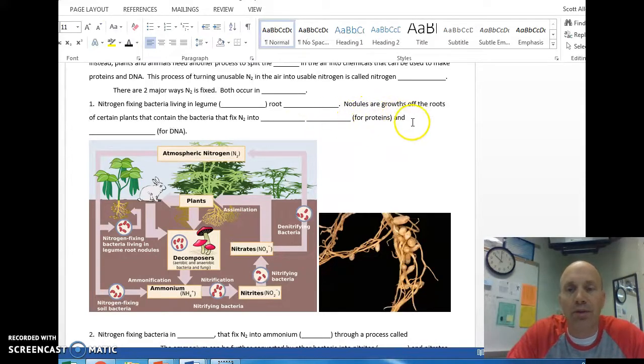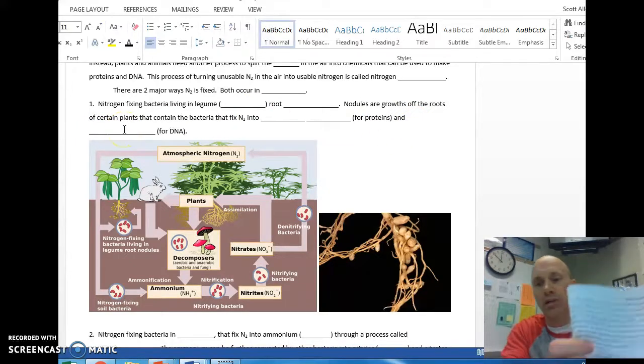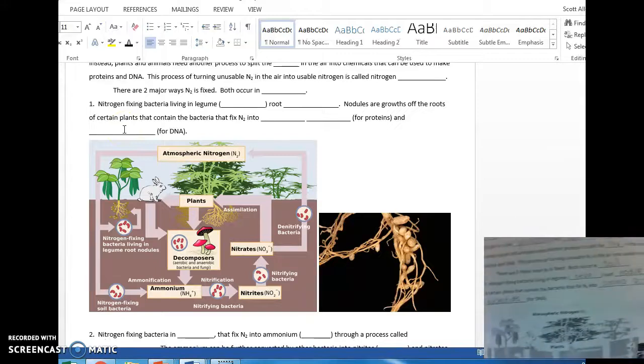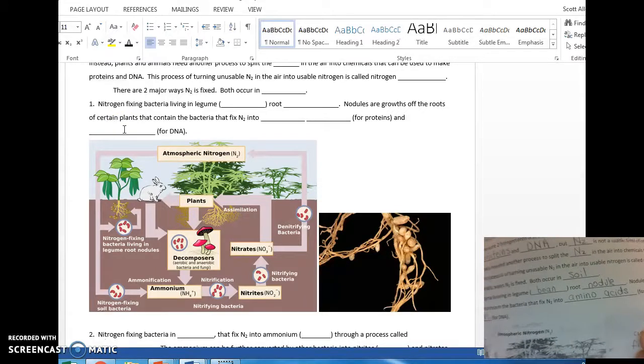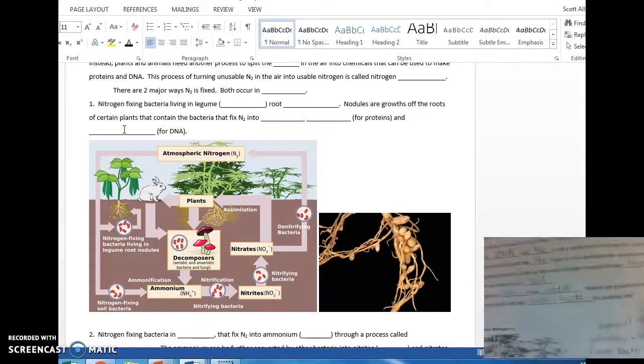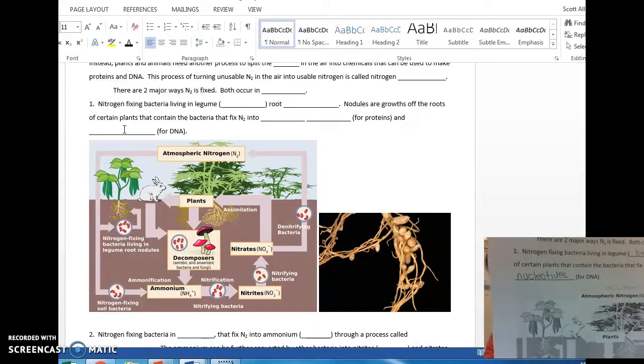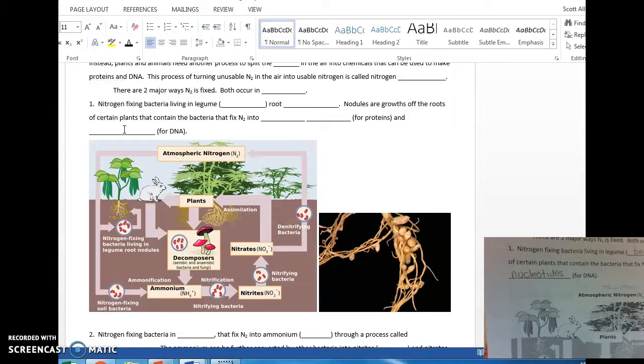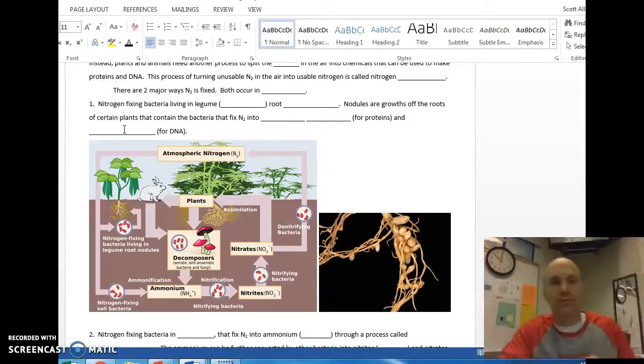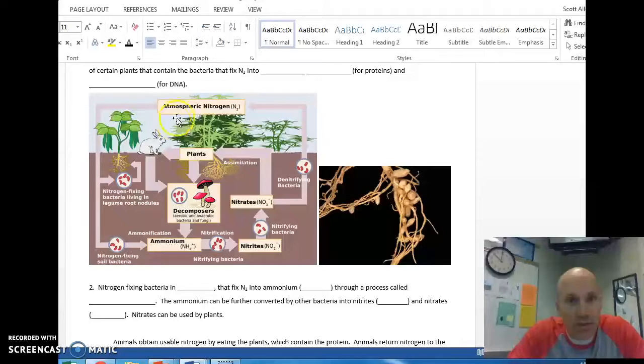But they can also make what are called nucleotides. There it is, nucleotides. All right, and those are used for making DNA, which is what makes you look like what you look like. So this diagram right here shows that in this part right here.